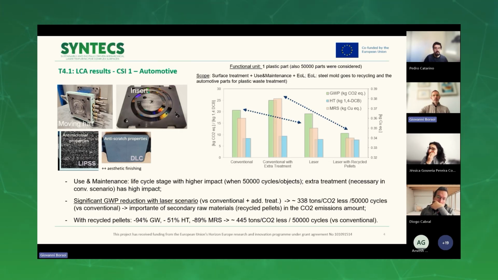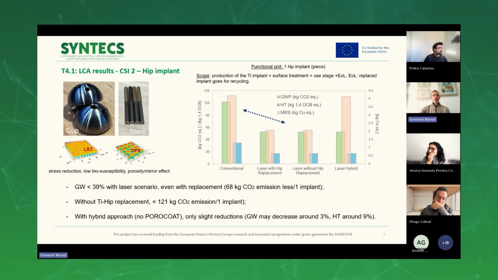Concerning the second case study, which was the EP plant, we saw in this case that with the application of laser technology, with or without provision of replacement of the EP plant along its life cycle, or in-service life, let's say, we can see a significant reduction of CO2 emissions, up to almost 40%.